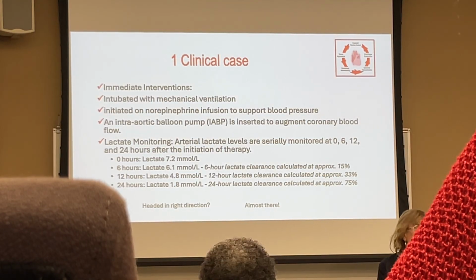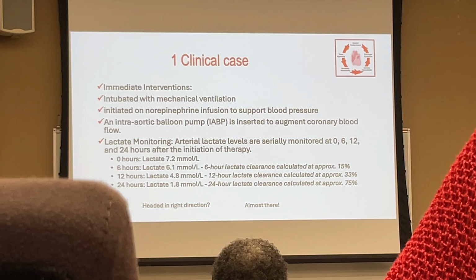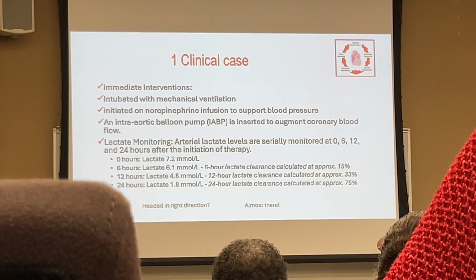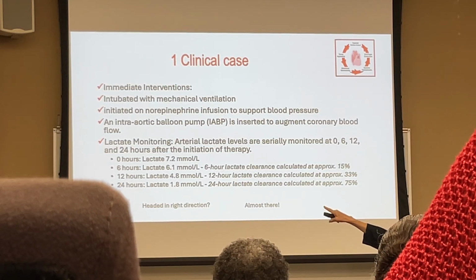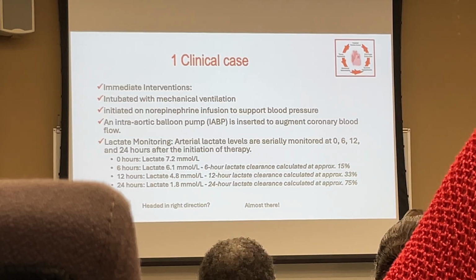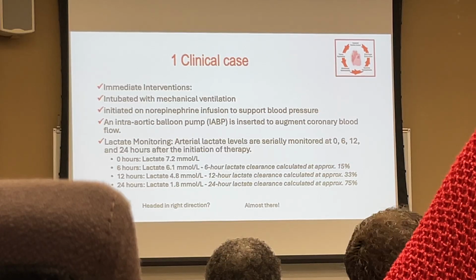So immediate interventions for this patient: intubation, mechanical ventilation, initiating a norepinephrine infusion, and then an intra-aortic balloon pump was placed. And the serial lactate monitoring was really important. So now we're putting that into perspective. First lactate 7.2, 6 hours later lactate is 6.1. Remember, 7.2 minus 6.1 divided by 7.2 times 100 is 15%. Now, I want it at 20% or greater. I'm still concerned because it's 15%. If it was less than 10%, it would be really disturbing.